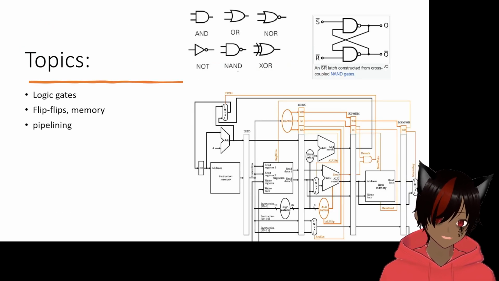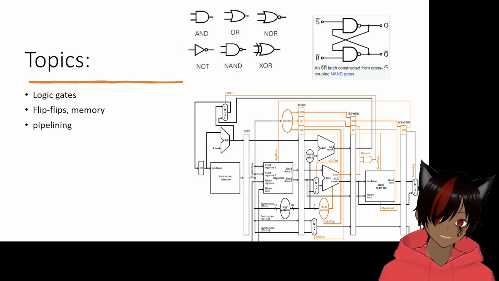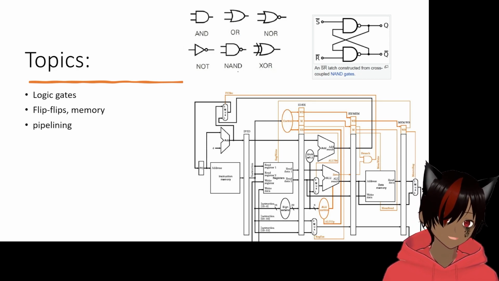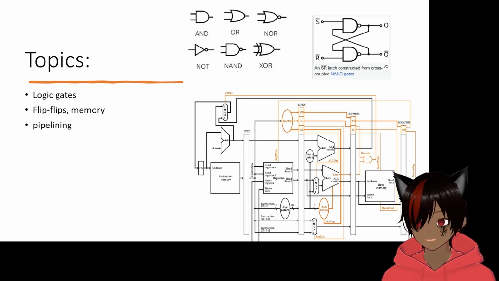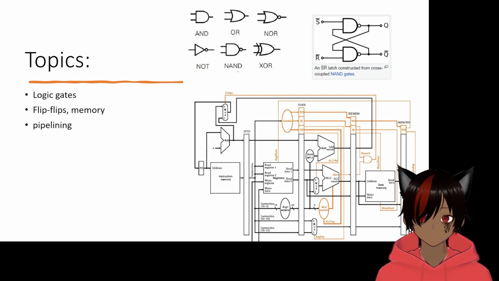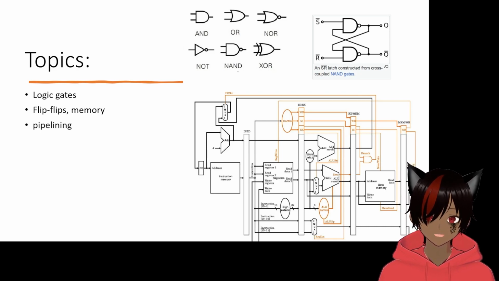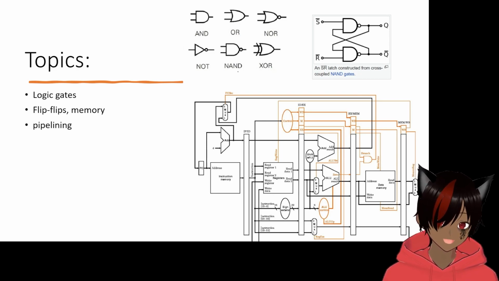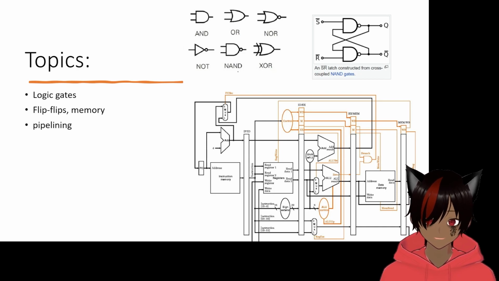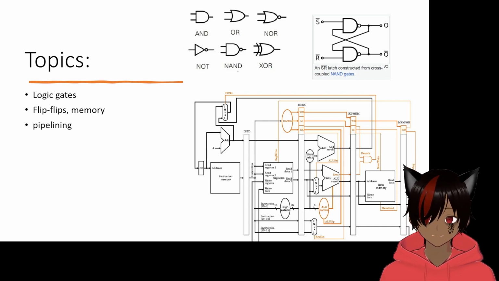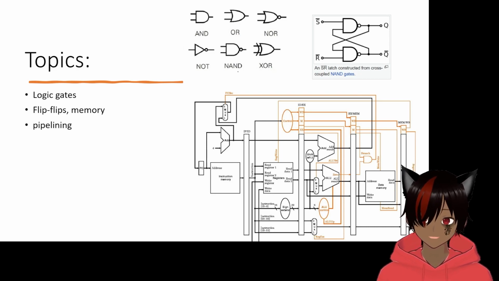So here are the topics. You'll talk about logic gates at first, the and, or, nor, etc. You'll talk about flip-flops. Oh, I misspelled that. It's a flip-flop, not a flip-flip. And how memory is implemented at the very basic level. And then the final thing that my class talked about is pipelining, which is an architecture through which you're able to get much better utilization of your CPU.